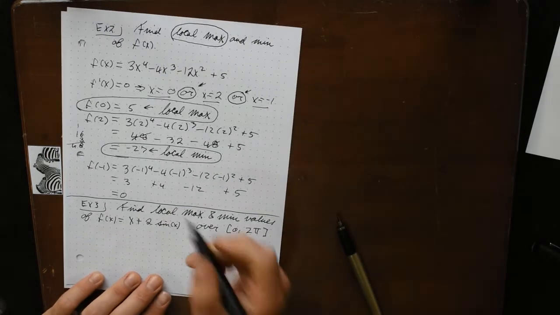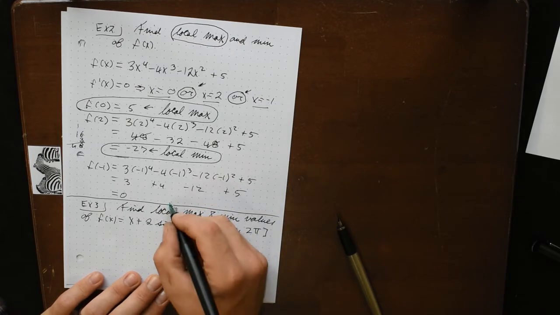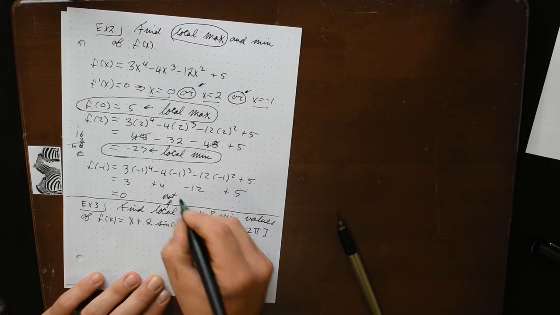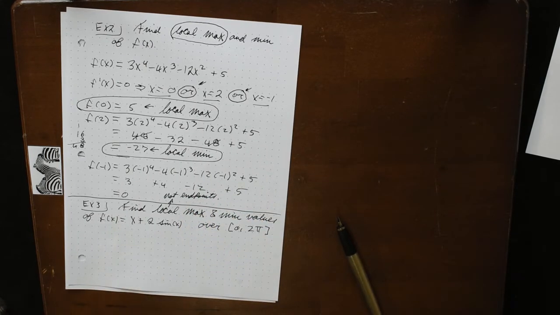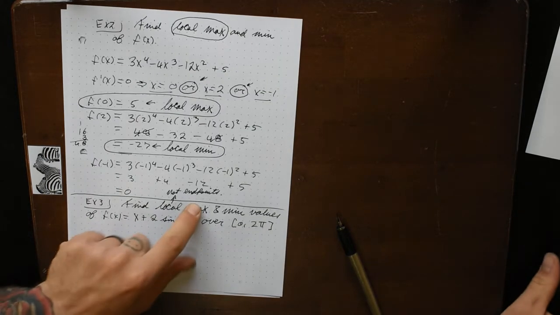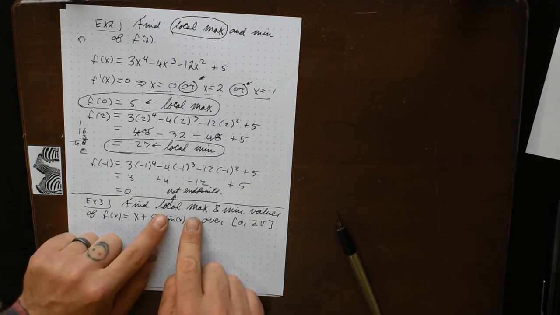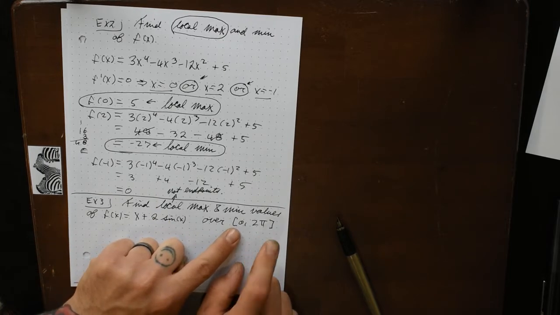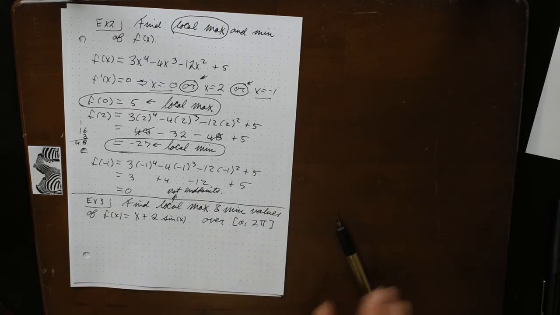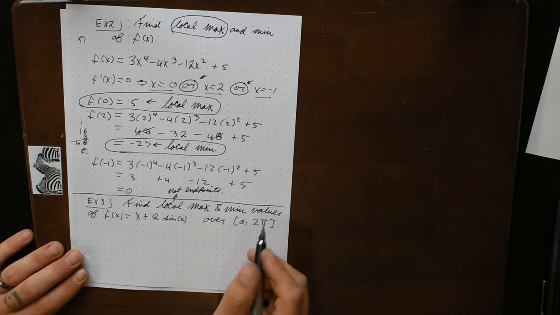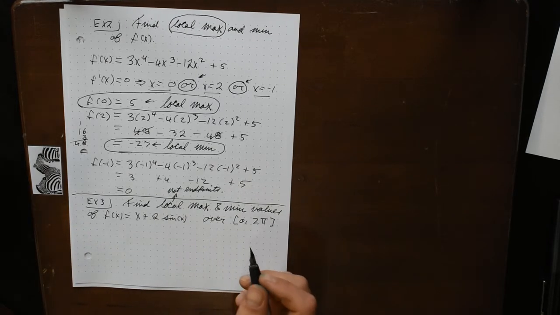Local is not the endpoints. You have to have an open interval to find a local maximum, so we're not going to test at 0 or at 2 pi. We're just looking somewhere in this interval where the biggest values are. Well, the local maximum and local minimum values are going to occur where either the derivative doesn't exist, we've got to find our critical values of x, or where the derivative is equal to 0.